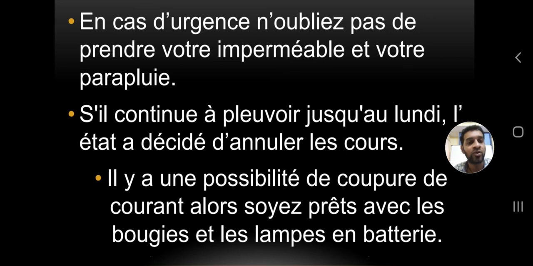So il y a une possibilité de coupure de courant, there is a possibility of current cut. Alors soyez prêts, so be ready avec les bougies et les lampes en batterie. So be ready with the candles and the battery lamps.